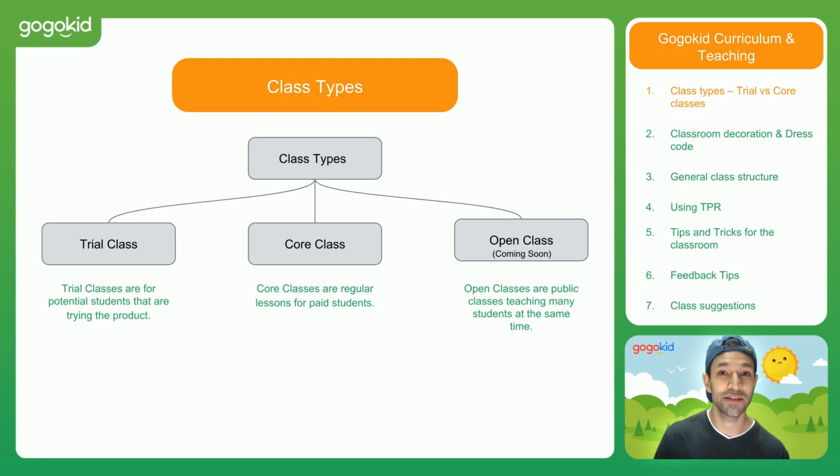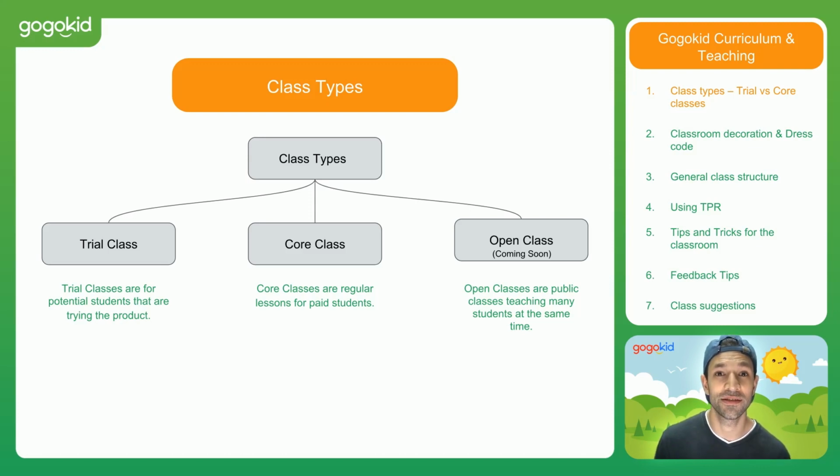The trial classes are for those students that are trying out our product and seeing if they like it or not. The purpose of the trial classes is to try to get the student to talk as much as possible, to make the class fun and interesting, and to roughly gauge the student's level to see where they should start. If a student signs up, then they will move on to our core classes. Our core classes are those classes based on our curriculum.